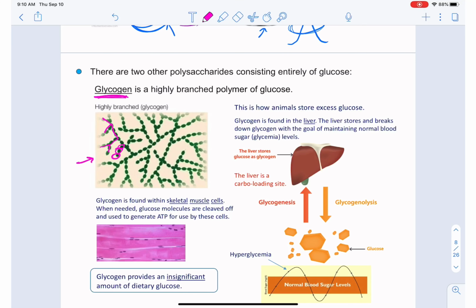And glycogen is how animals store excess glucose. It's how humans store excess glucose. And one of the places that it does this is in the liver. And this is going to be really important for moderating blood sugar levels.